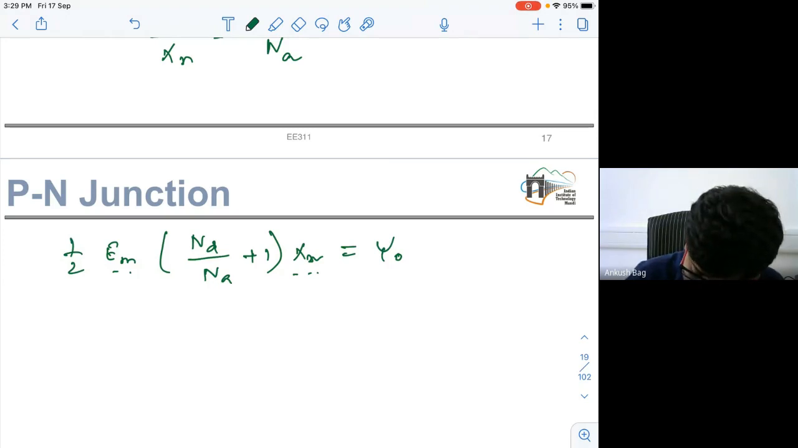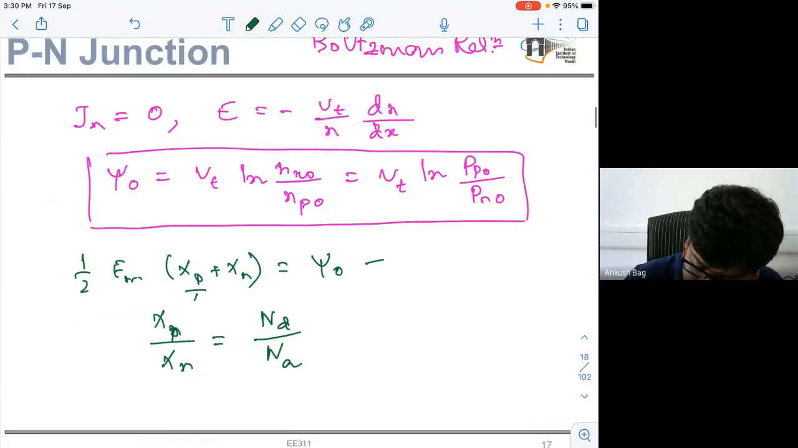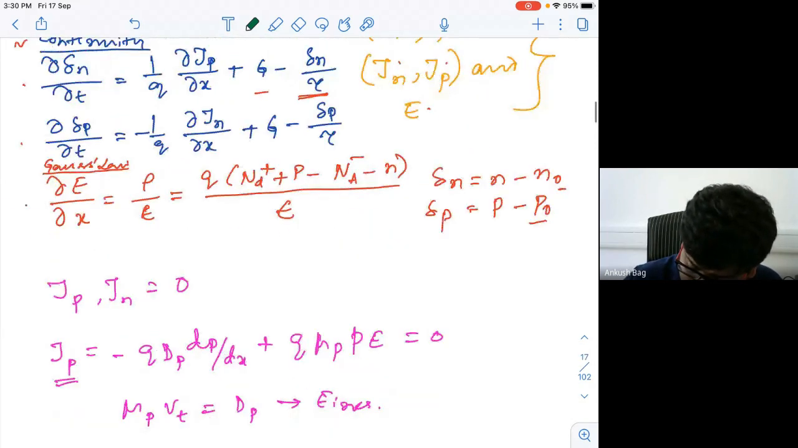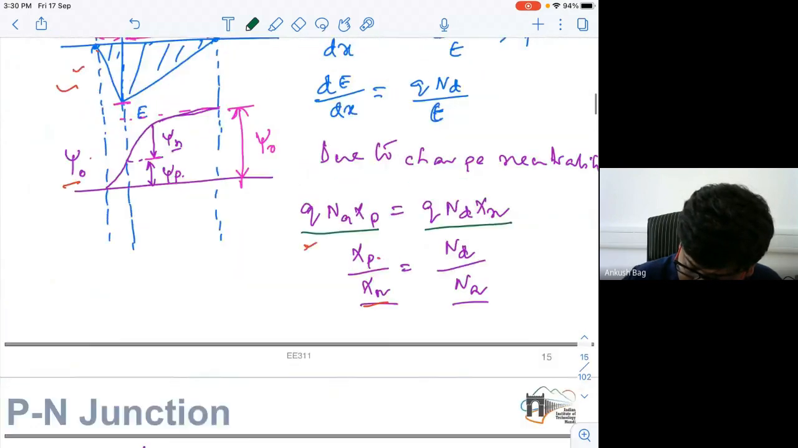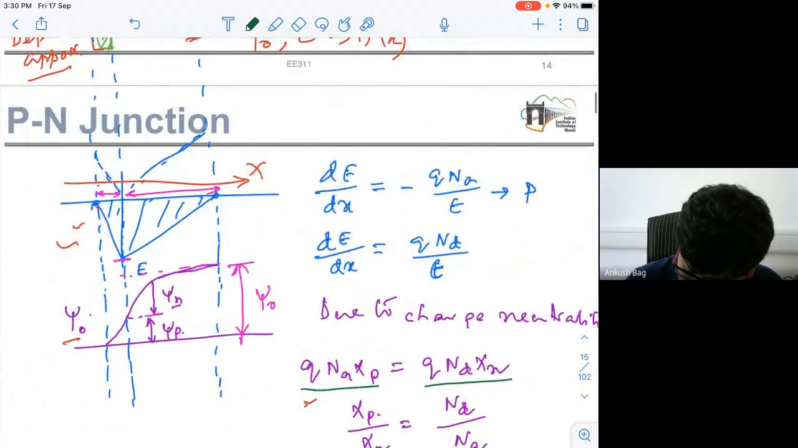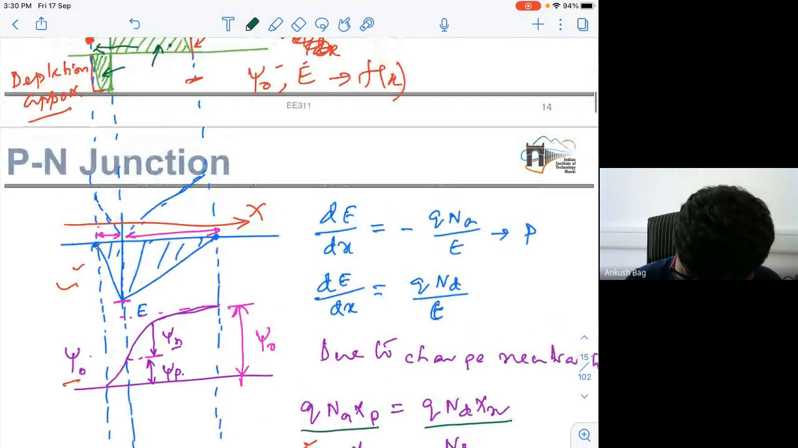So this relation, first let me write, then I hope that you will understand. So Em divided by xn equals q Nd by epsilon. From where this relation is coming, see here. I'm sorry that I need to do all this change in the slide. So this is coming from here. See this slope Em, this is Em, the maximum electric field. So this is the xn.